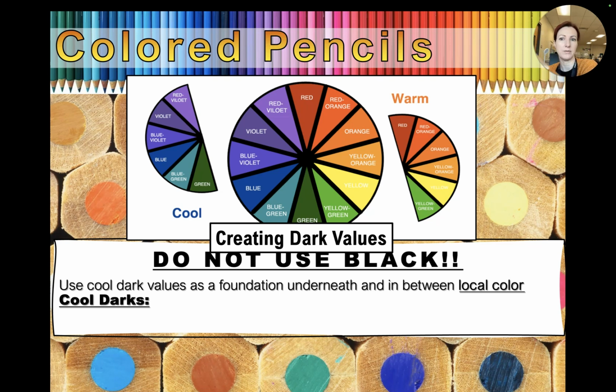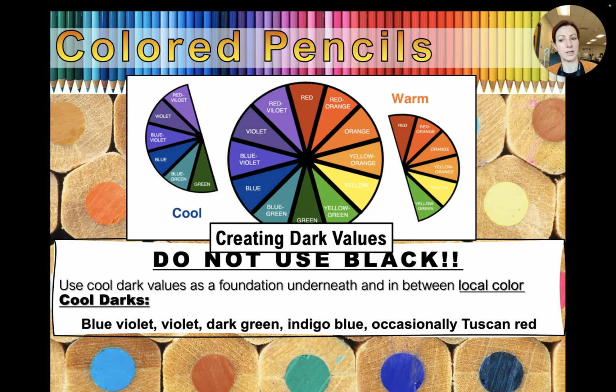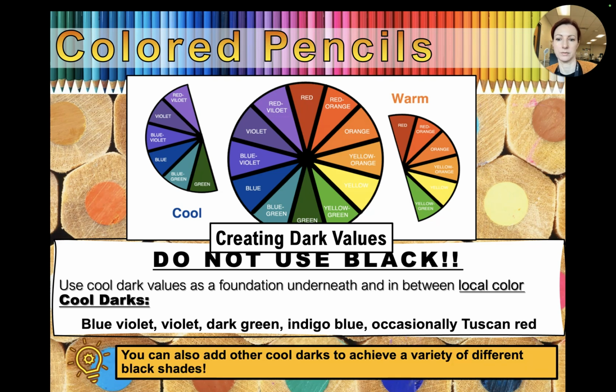So you can see on the left there, those are our cool values on the color wheel. So our violets, our blues, and our greens. And the cool darks that we are going to use are blue violet, violet, dark green, indigo blue, and sometimes I also use Tuscan red in there. So we're going to be using these underneath to create our tones and our shades in our drawings.